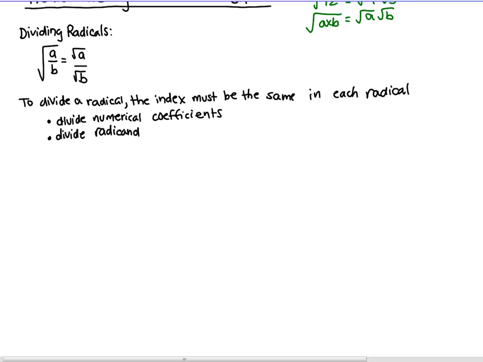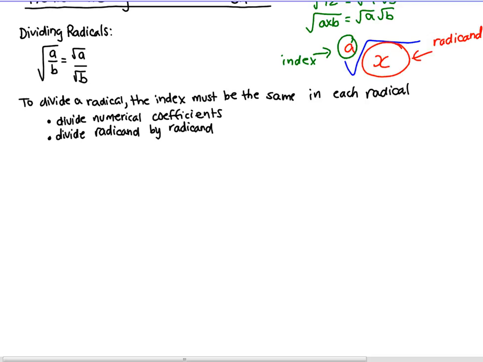Do you guys remember what a radicand is? A radicand is the inside of a root. So if you have a cubic root, let's call this a and this x. Whatever's inside is called the radicand, and the little number is called the index. Now our last step is we're going to simplify into mixed radical form.